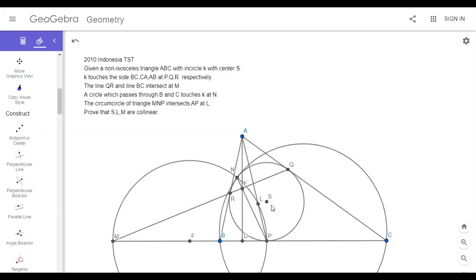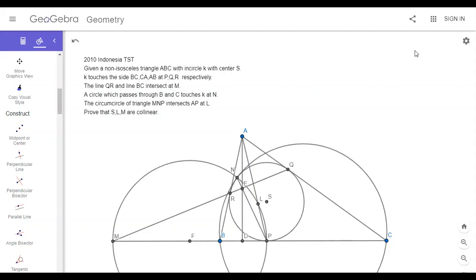Oh, but if that's true, how do we show SLP is also 90 degrees? Is ML, yeah, so I can prove that. That's what I just mentioned. So I figured out how to prove ML is perpendicular to AP. Now I'm just trying to show that SL is perpendicular to AP, or MS is perpendicular to AP. Oh, but we know MS is perpendicular to AP.